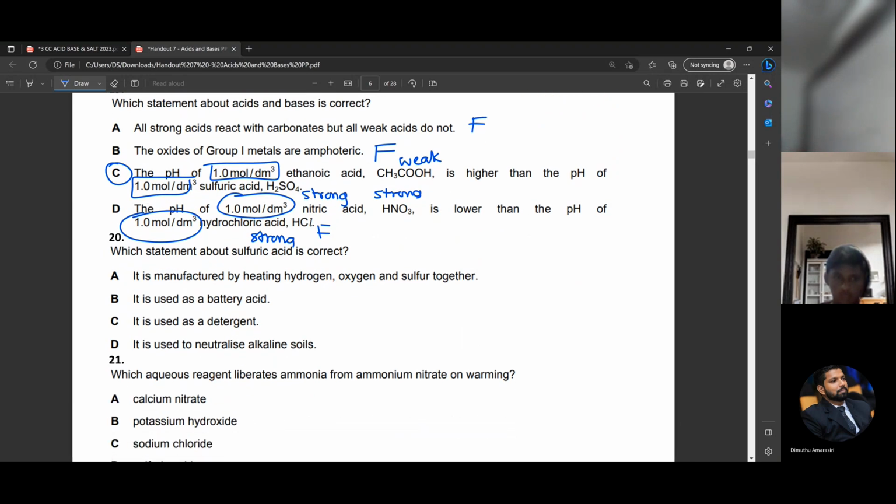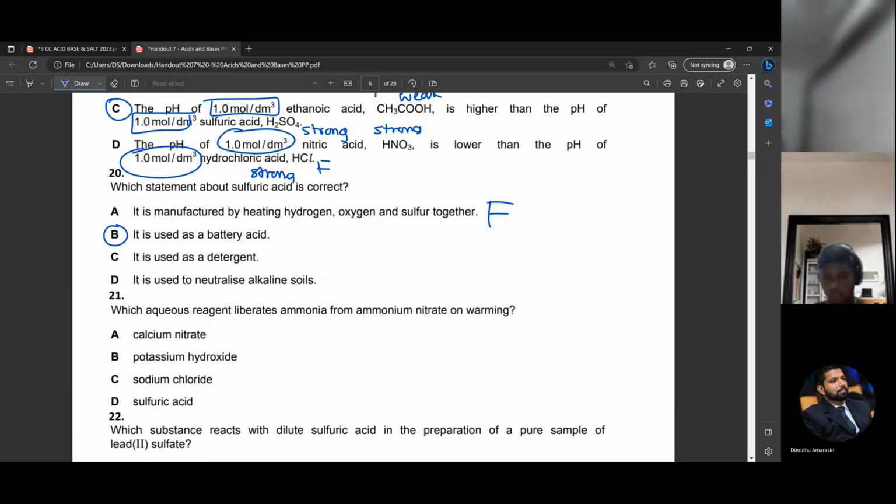Which statement about sulfuric acid is correct? Manufactured by heating hydrogen sulfide oxide, no, it's the contact process, complicated. Use as a battery acid, correct. Which aqueous reagent liberates ammonia with ammonium nitrate? It should be a base. What's the base here? Potassium hydroxide.